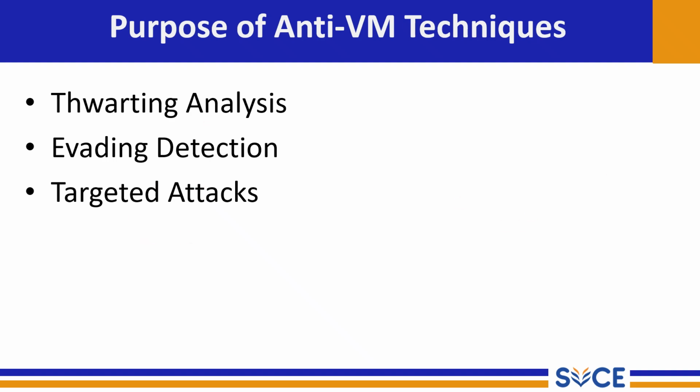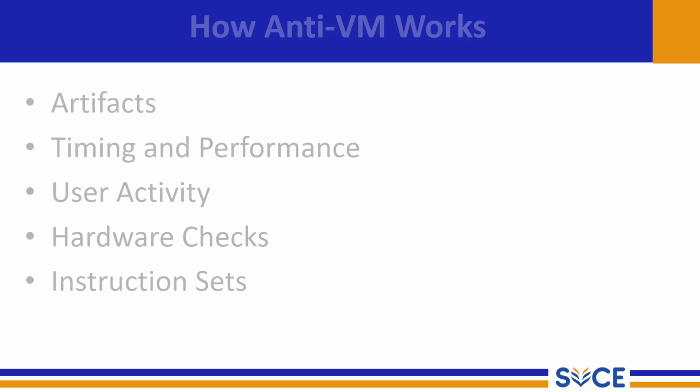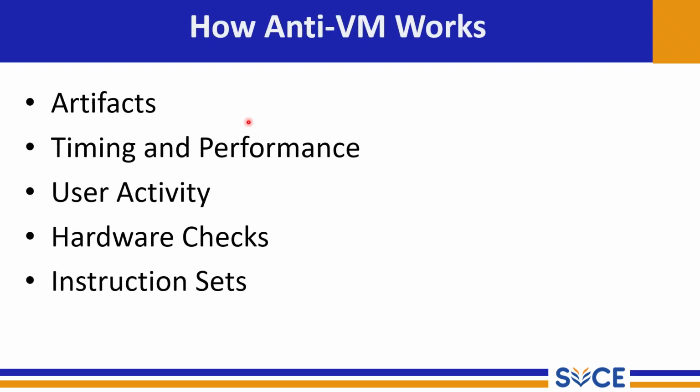Okay, in the next slide, we will discuss how anti-VM works: based on artifacts, timing and performance, third, user activity, fourth, hardware checks, and last, instruction sets. So malware uses these methods.